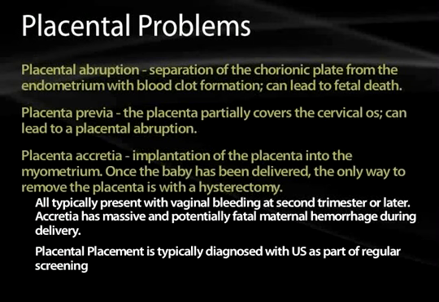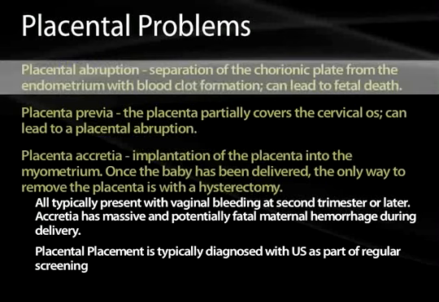What kinds of placental problems can you have? Things that you need to be aware of for your USMLE preparation are things like placental abruption. This occurs when there's separation from the chorionic plate and the endometrium, and it oftentimes is because of blood clot formation or hydrodissection that occurs as a result of tearing away of blood vessels that will then leak into the layers of where the placenta is implanted. This can very often lead to fetal death.